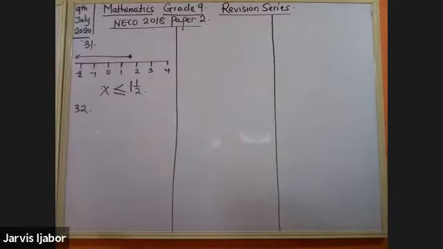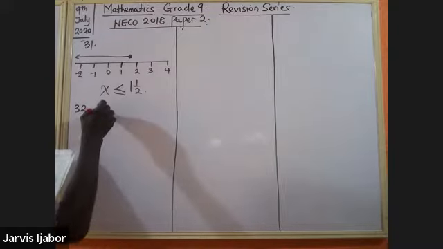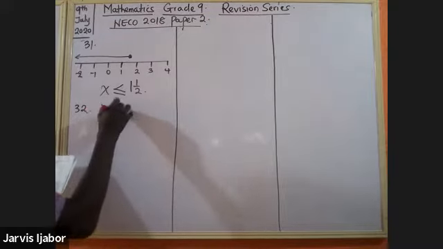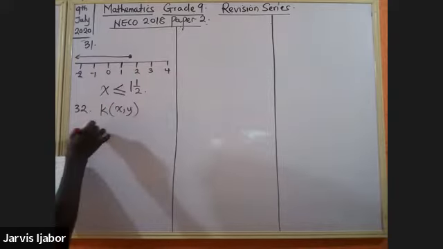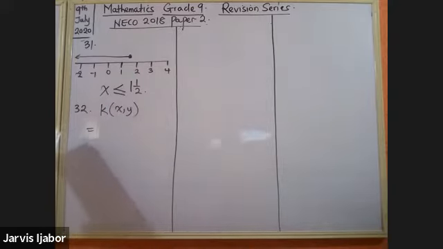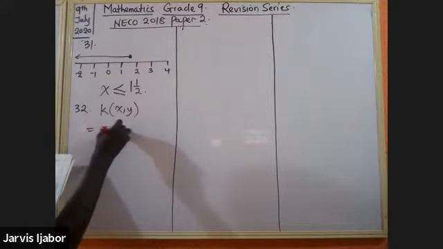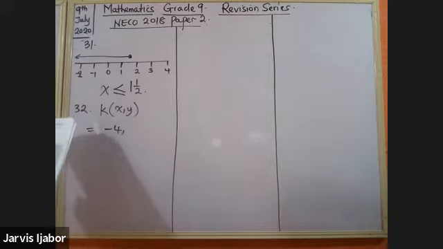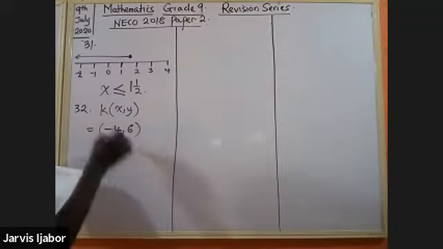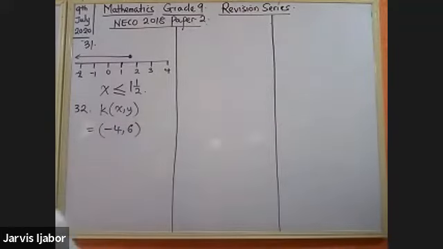Now, for question 32, you are told to find the coordinates of K. So K is described in terms of X and Y. And if you look at that, the X-axis is -4, and the Y-axis is 6. So K is -4 and 6.